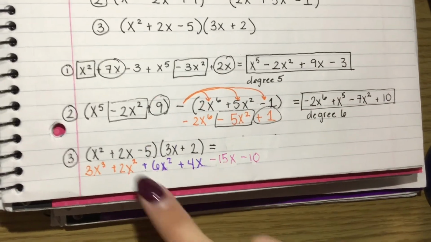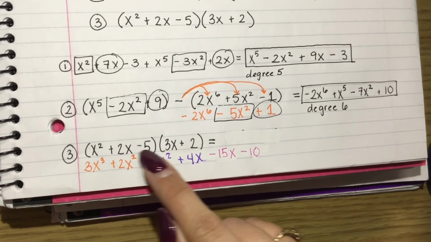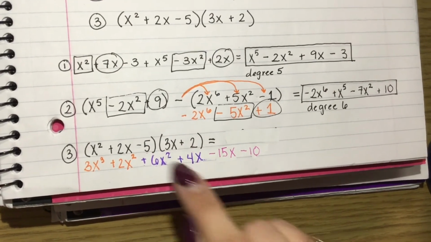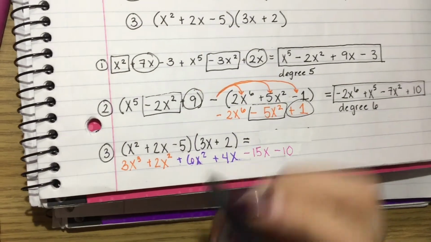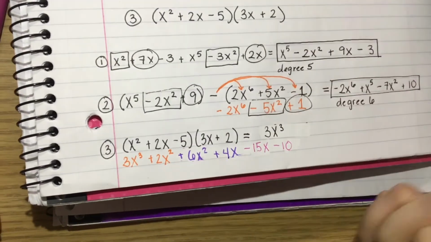So you could have drawn those arrows here to show that you're multiplying x squared times everything, 2x times everything, and negative 5 times everything, but I find that those arrows get very confusing. You could either use different colors like I did, or you could cover up each term as you're multiplying these out. So I'm just going to go ahead and combine like terms here.